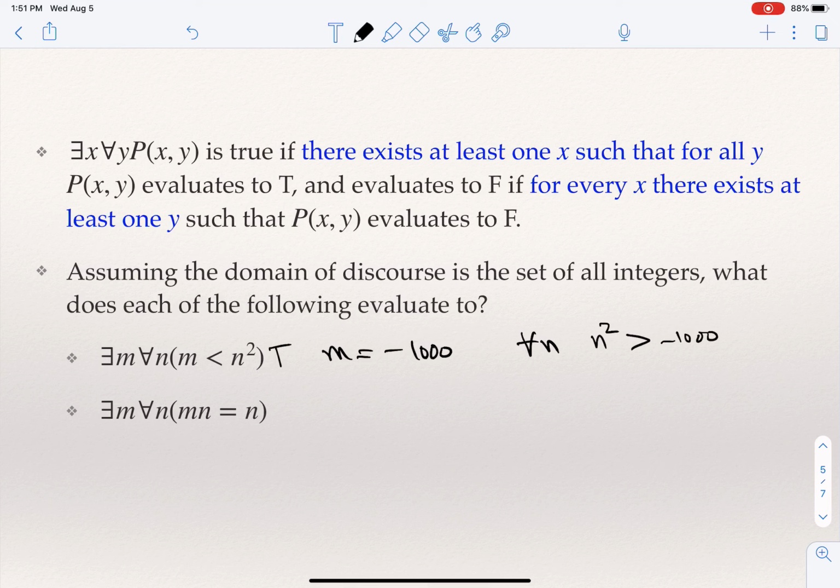If m is 1, this, for example, works, because 1 times n equals n, right? So if you take m to be 1, and you take any integer n and multiply it by m, you get that n back. So there is that specific integer, some magic number m, that no matter what number you multiply by it, you don't change that number, right? And that's 1. So this statement is true here, okay?